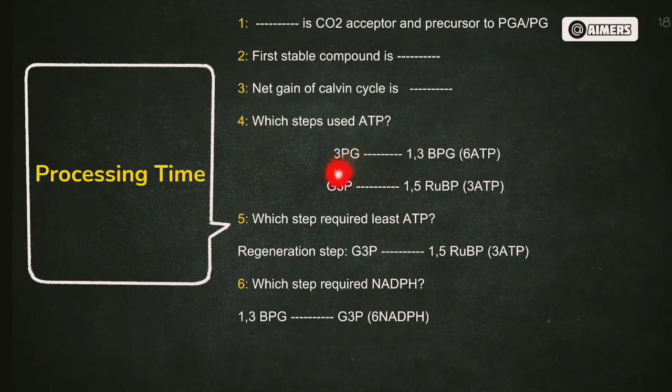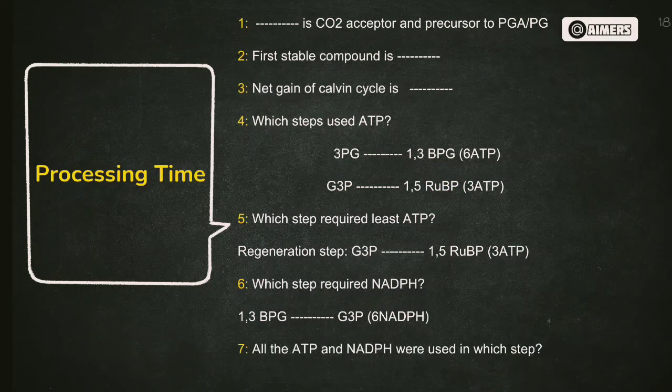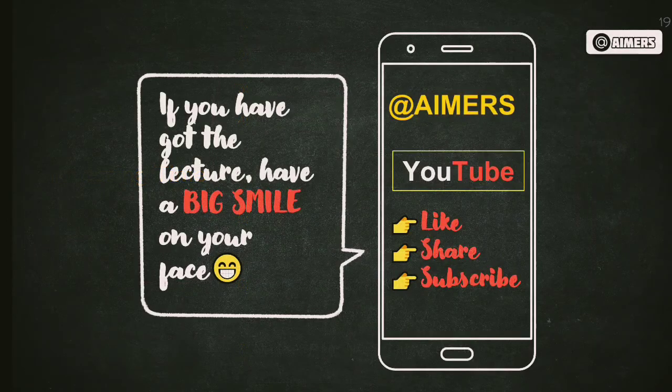So do remember that firstly ribulose bisphosphate adds carbon dioxide to make phosphoglyceric acid. This phosphoglyceric acid adds 6 molecules of ATP to make 1,3-bisphosphoglycerate. This 1,3-bisphosphoglycerate now removes phosphate groups to make G3P. This G3P is rearranged to make 1,5-ribulose bisphosphate. Got it? And do remember one more point, that all the ATP and NADPH were used in which step? So ATP was used in 2 steps, reduction and regeneration, while all of the NADPH was used in the step of reduction. Got it?